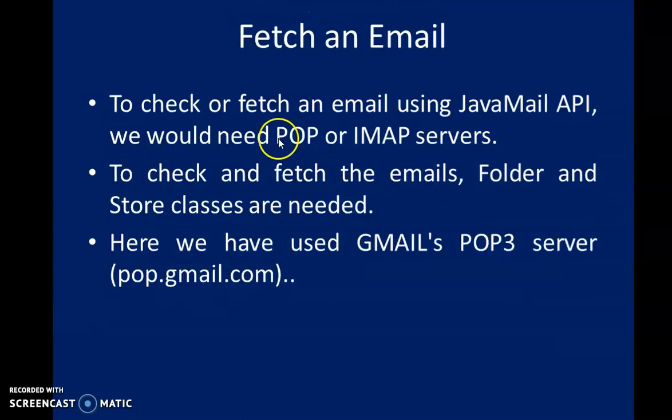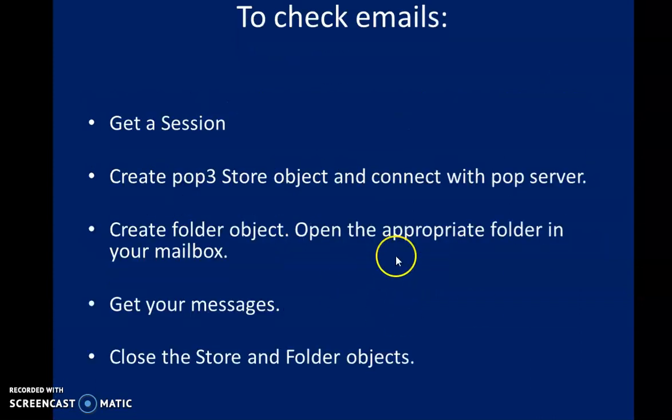Okay. So to check mail using the JavaMail API, we would need POP or IMAP servers, and to fetch the email, folder and store classes are needed. So to fetch it we need a POP3 server. So these are the servers we need. So to check the mails, we have to get the session. We have to create a POP3 store and connect with that, and then create a folder and then retrieve our messages.